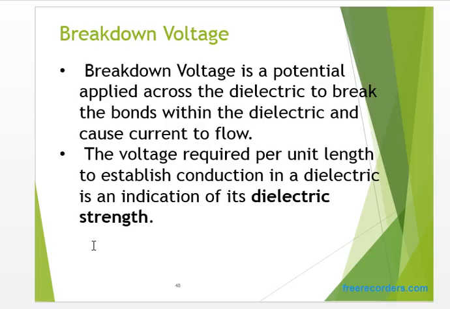What is breakdown voltage? Breakdown voltage is a potential which is applied to the dielectric to break the bond within the dielectric and causes the current to flow. Voltage applied per unit length to establish the conduction current in the dielectric is called as dielectric strength.